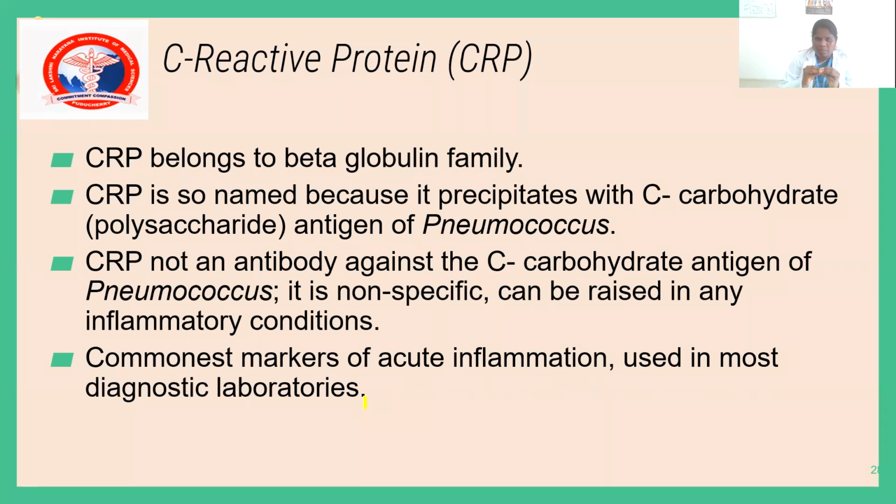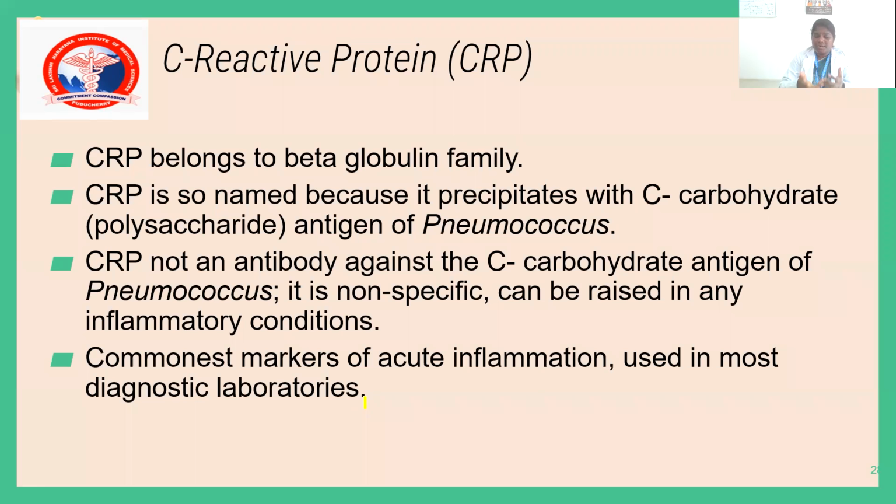I'm going to discuss CRP. Maybe CRP is one of the short answers, so I'm going to focus on that. I already told you it is a positive acute phase reactant, that means the level goes up. One thing I already mentioned is that it is synthesized by the liver. Second point, it is a beta globulin family protein.